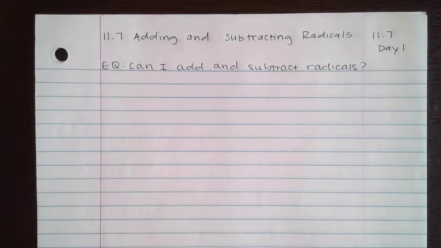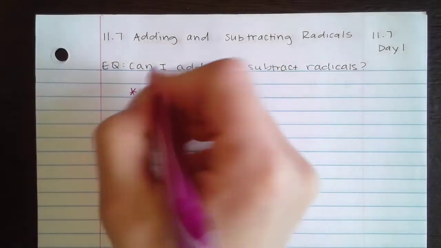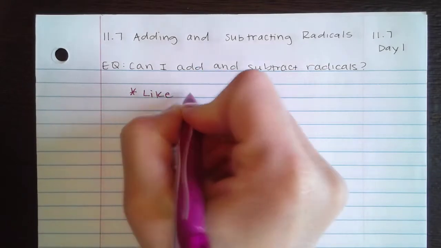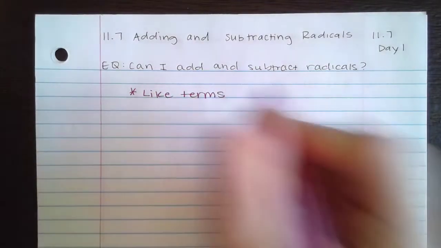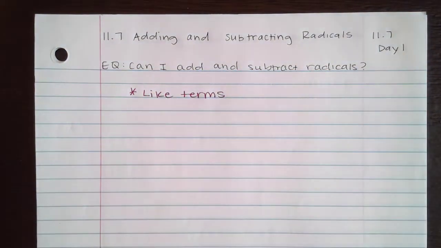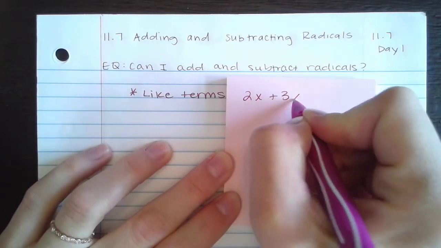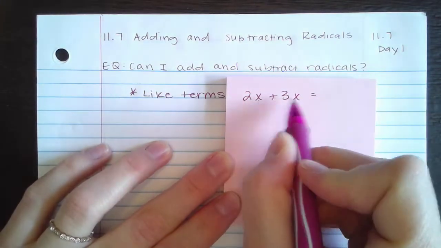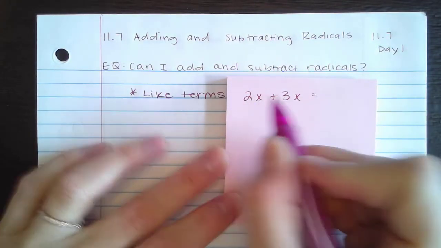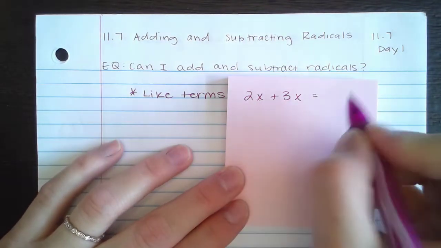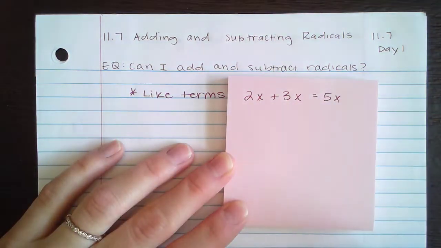So here's one thing you need to know. We need to know about like terms. And you've probably seen that before. In fact, I'll get a little post-it note here. Let me do a little example. If I had 2 x's and I added it to 3 x's, these x's are like terms. We think of them as like apples. 2 apples plus 3 apples is 5 apples.